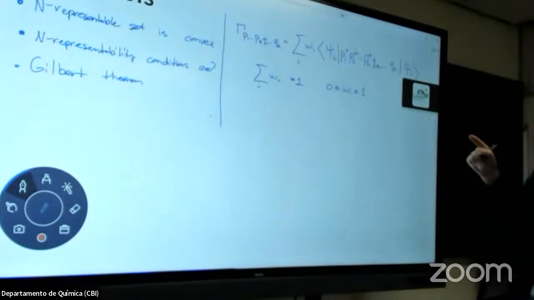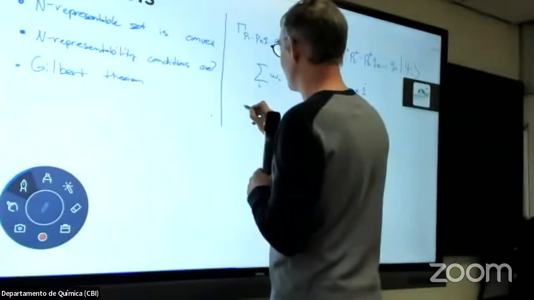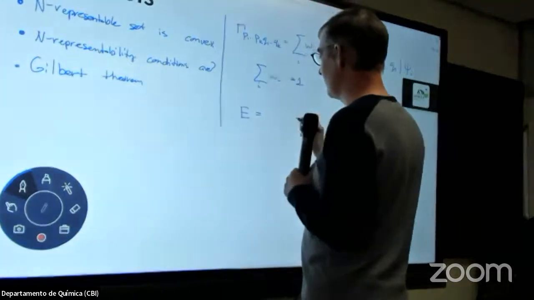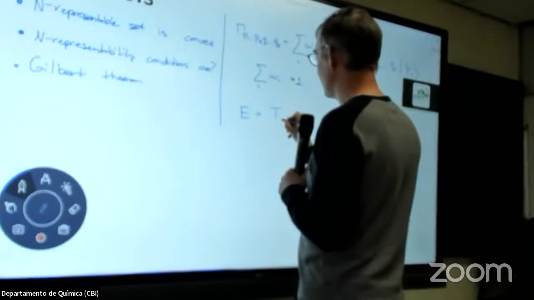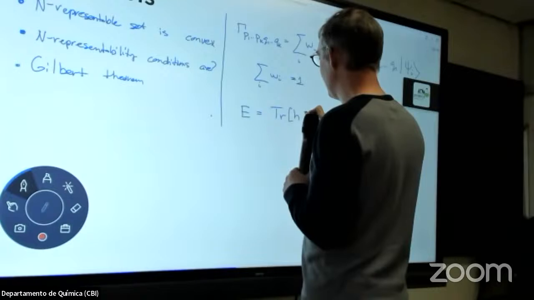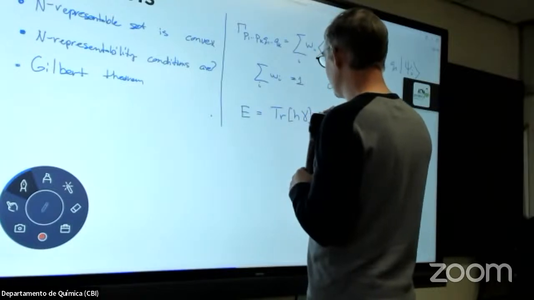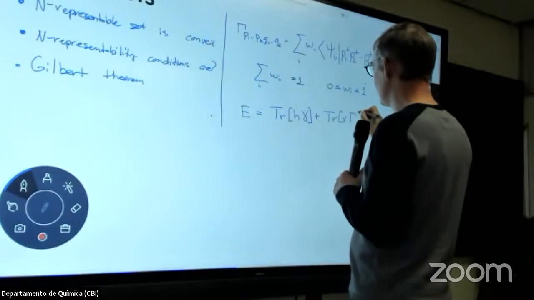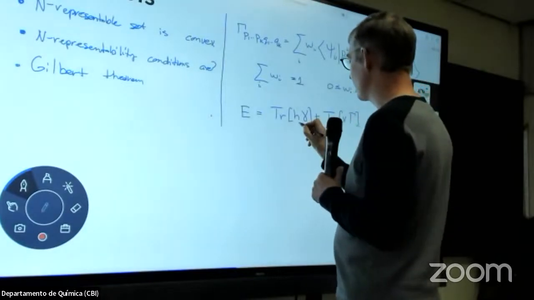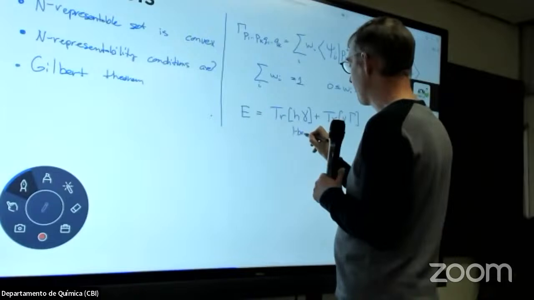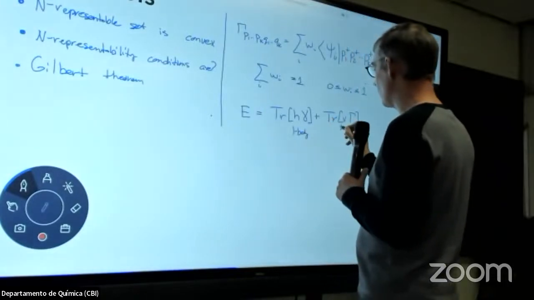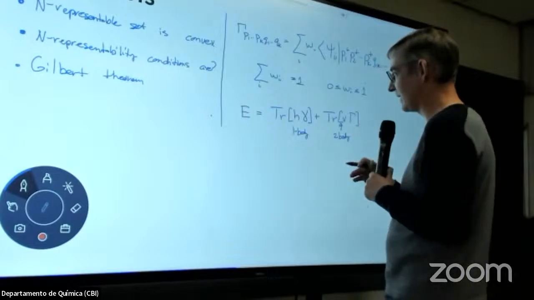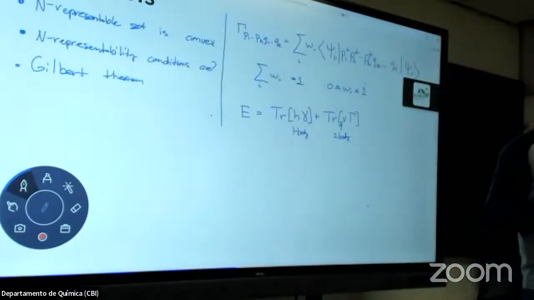Now, the thing that was missing from that last slide was to write that the energy I can write now as a trace of H gamma plus a trace of V gamma, where this is the one-body term and this is the two-body term. Okay, this is the exact expression for the energy.